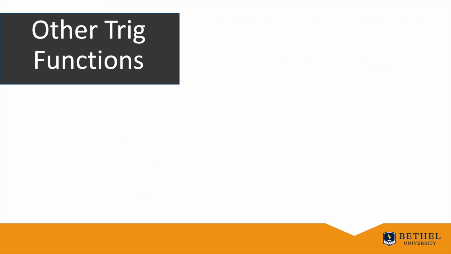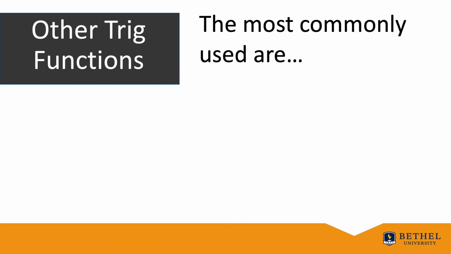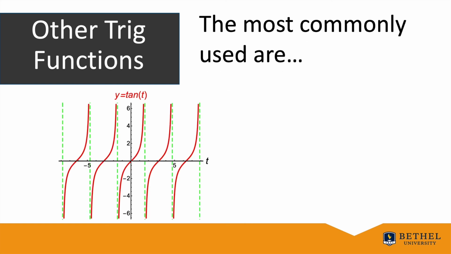Of these other trig functions, the 2 most commonly used are the tangent and secant functions. Here's the graph of the tangent function. Notice that it has vertical asymptotes. These asymptotes occur at odd multiples of π/2. It's also periodic with period π, not period 2π. It would be a good exercise for you to see if you can figure out why.